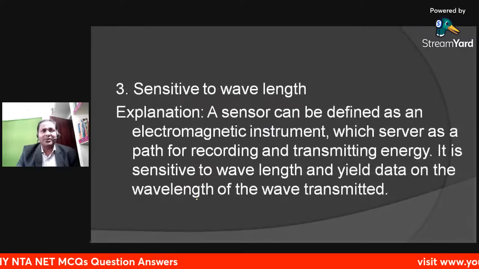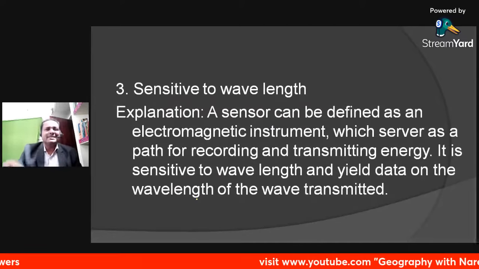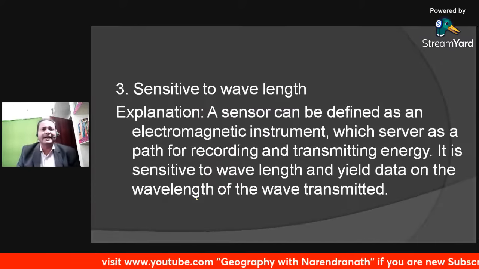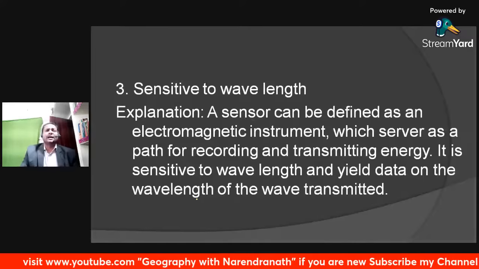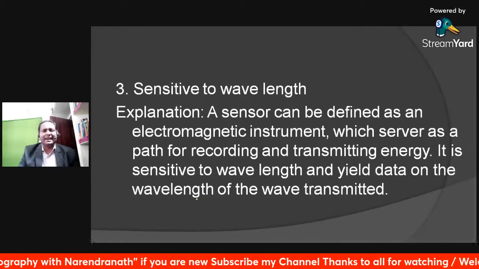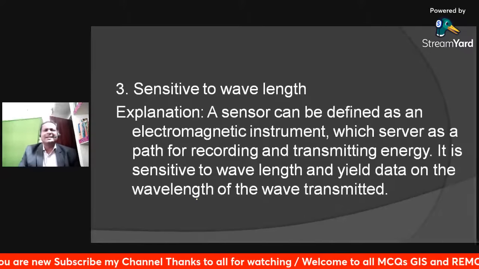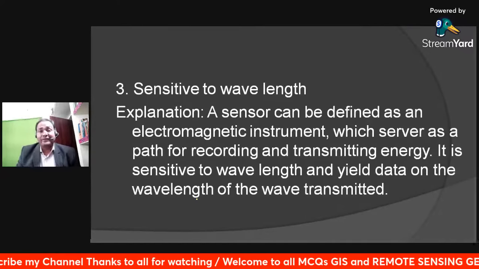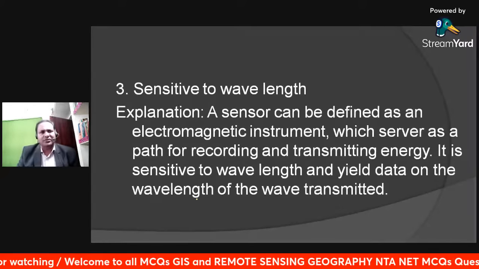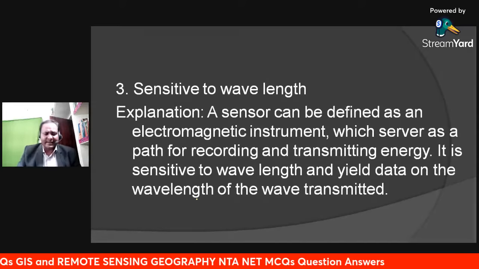So definitely the answer is sensitive to wavelength, because a sensor can be defined as an electromagnetic instrument that serves as a path for recording and transmitting energy, and it is sensitive to wavelength and yields data on the wavelength of the wave transmitted. So option 3, sensitive to wavelength, is the correct answer.